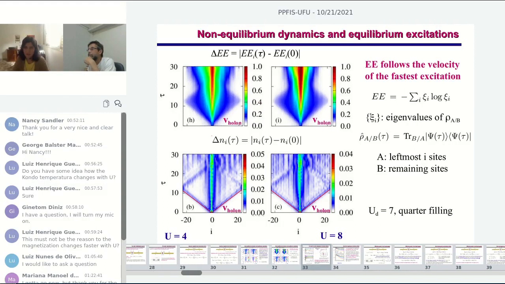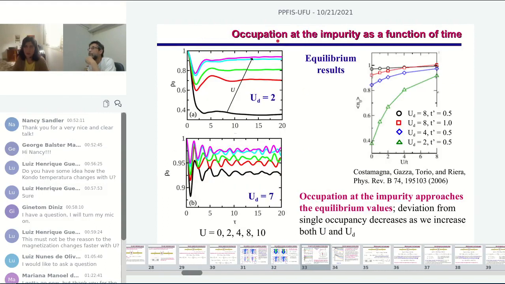Okay, now let's focus on what happens at the impurity site. Here are results for the occupation at the impurity site as a function of time for two different values of UD and different values of U. On the right, we have results at equilibrium that we are taking from a paper in the literature. If we compare carefully our results with the equilibrium results, one of the conclusions we get is that the occupation at the impurity site approaches the equilibrium values.